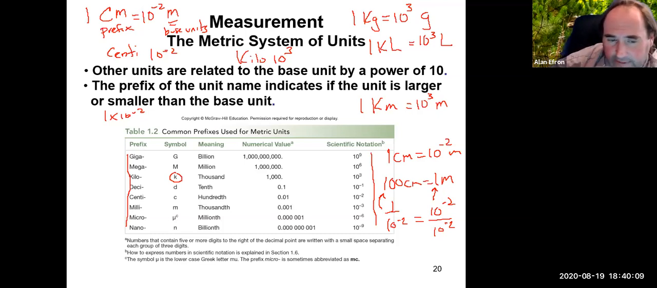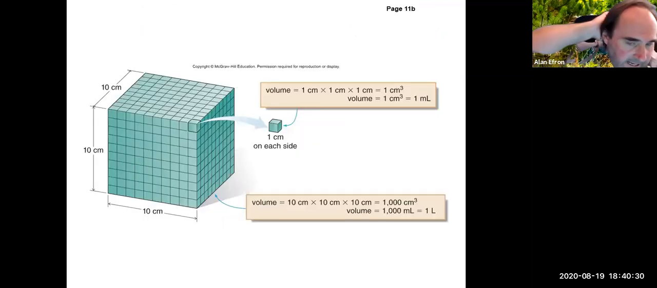So, centi we use a lot, milli we use a lot, kilo we use a lot. Not too much nano in this class or mega. So really those few, kilo, centi, milli, we do come across a lot, deci occasionally, but those are the big ones that we definitely come across a lot. So as I mentioned before, that's a volume when we take something like length times width times height.